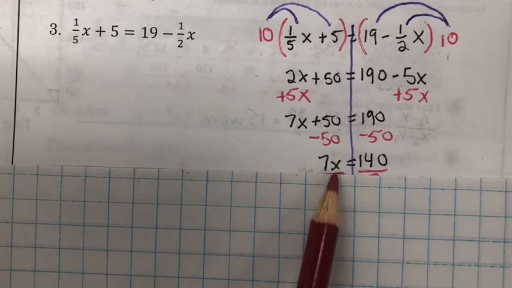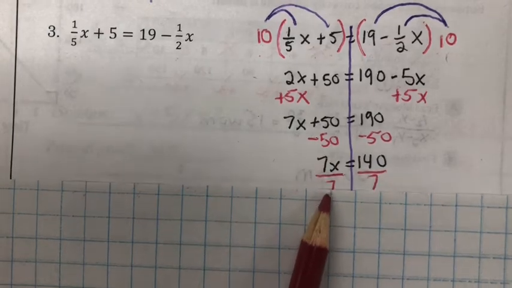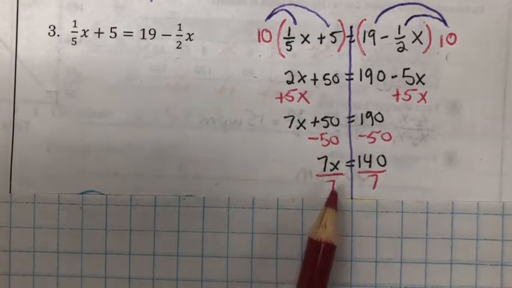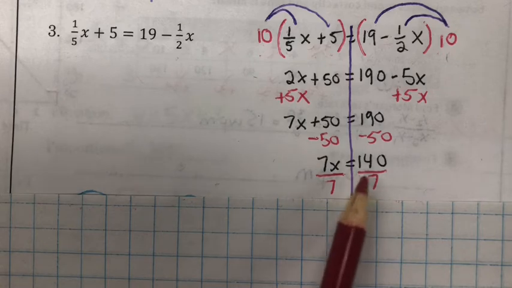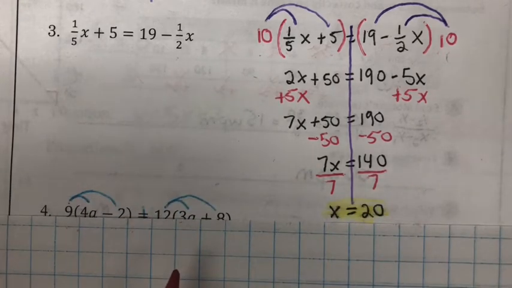Inverse property of multiplication is division. So we divide by 7 to create the big 1. 1 multiplied by x is x. 140 divided by 7 is 20. So x equals 20.